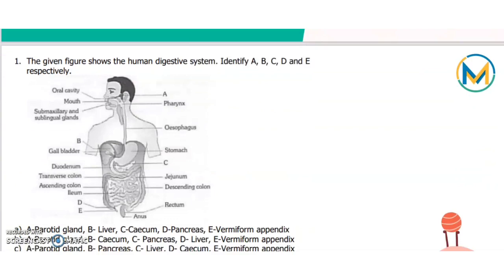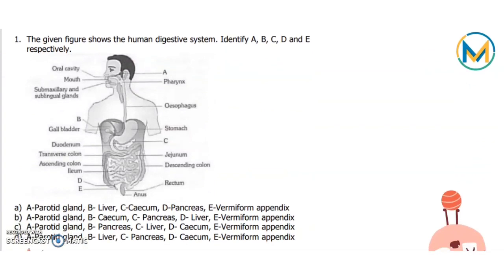So the first question, the given figure shows the human digestive system. Identify A, B, C, D and E respectively. Now this part A, this is around salivary gland. Now there are three pairs of salivary gland in human. They are parotid, submandibular or submaxillary and sublingual, among which parotid gland is the largest salivary gland present below pinna and it secretes enzyme. So this A is parotid gland.